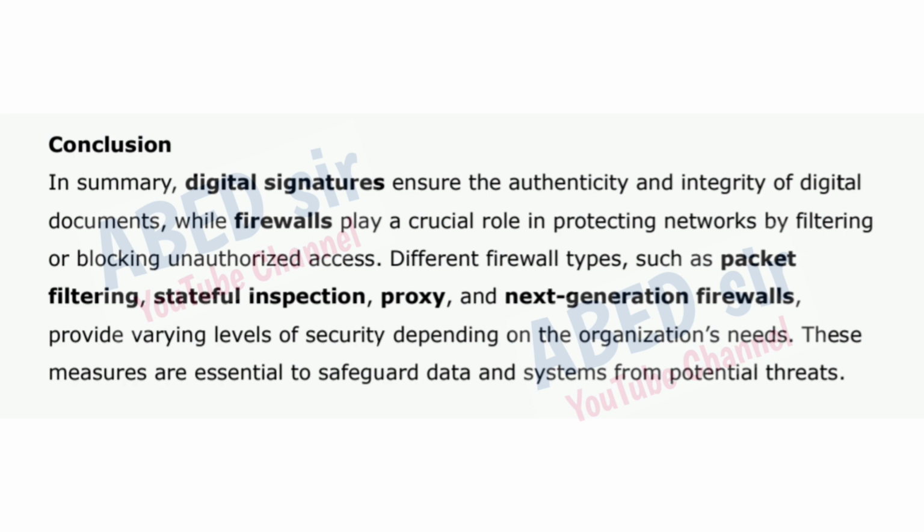Conclusion. In summary, digital signatures ensure the authenticity and integrity of digital documents, while firewalls play a crucial role in protecting networks by filtering or blocking unauthorized access. Different firewall types, such as packet filtering, stateful inspection, proxy, and next-generation firewalls, provide varying levels of security depending on the organization's needs. These measures are essential to safeguard data and systems from potential threats.